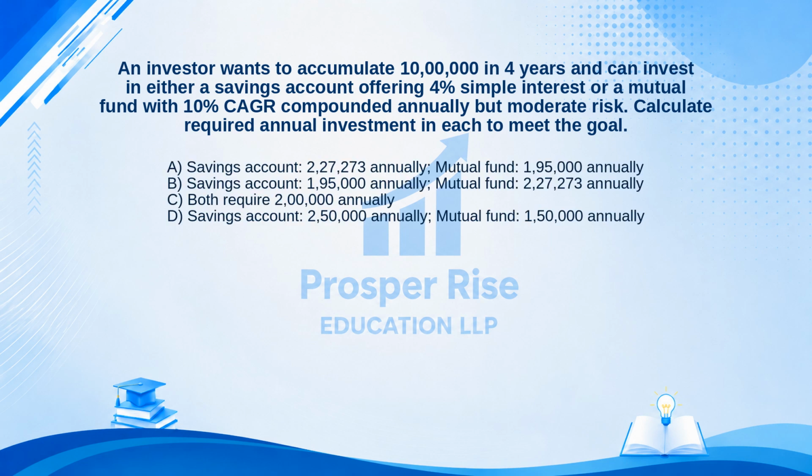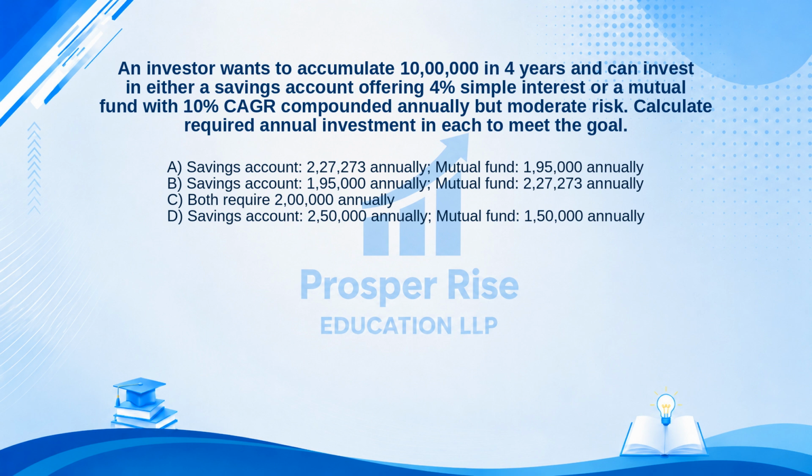A. Savings account 2,27,273 annually. Mutual fund 1,95,000 annually. B. Savings account 1,95,000 annually. Mutual fund 2,27,273 annually. C. Both require 2 lakh annually. Or D. Savings account 2,50,000 annually. Mutual fund 1,50,000 annually. Take a moment to pause the video and decide.